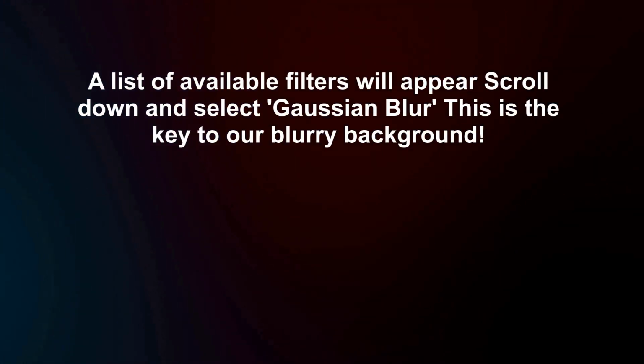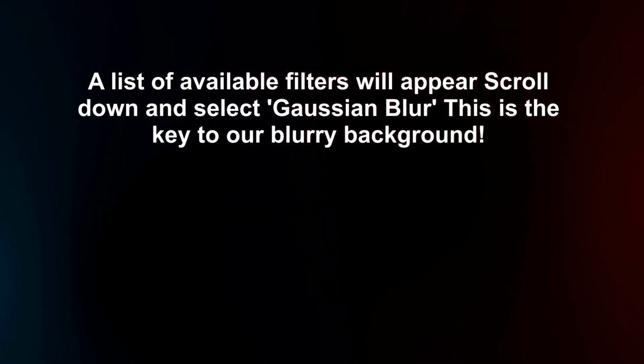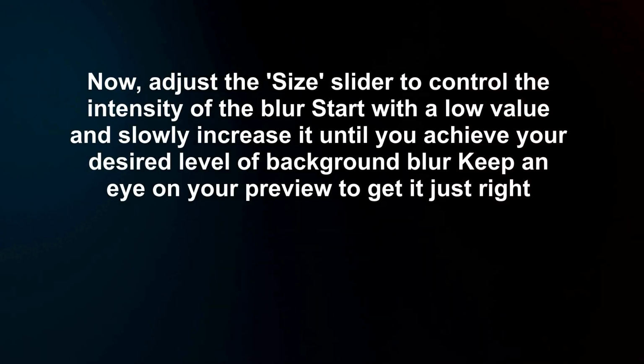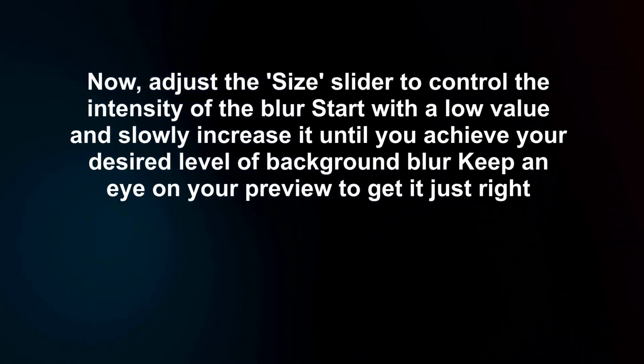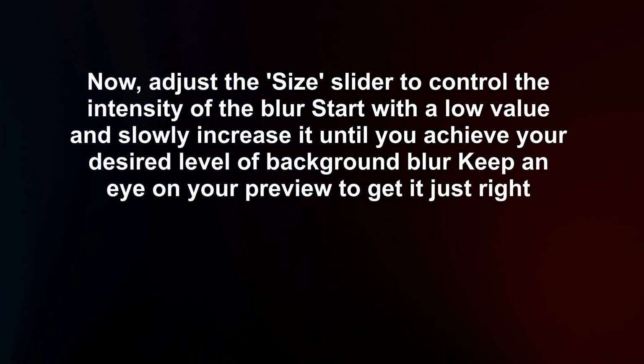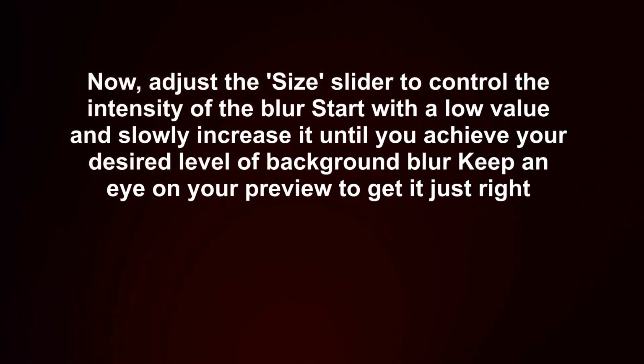A list of available filters will appear. Scroll down and select Gaussian blur. This is the key to our blurry background. Now, adjust the size slider to control the intensity of the blur. Start with a low value and slowly increase it until you achieve your desired level of background blur. Keep an eye on your preview to get it just right.